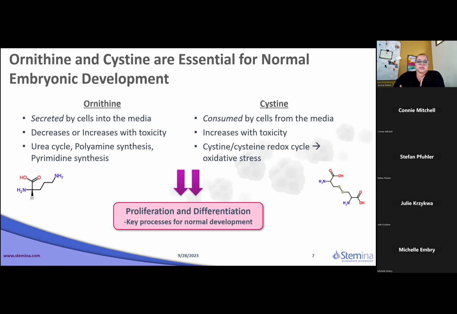Both of these are key amino acids that are required for normal proliferation and differentiation. So you can imagine, thinking in vivo or down the line, that if you disrupt the metabolism and production of these metabolites, that's going to disrupt normal embryonic development.